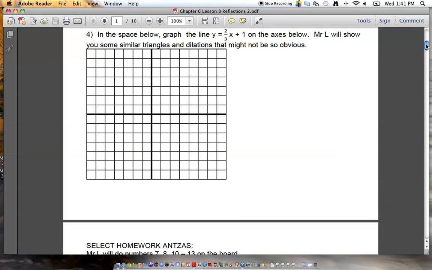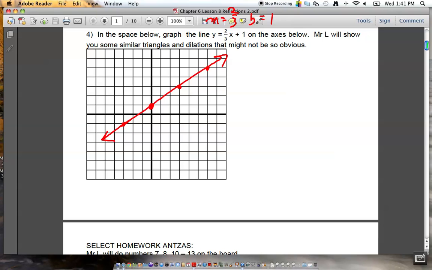Okay. In the space below, graph the line y equals 2/3 x plus 1. Okay, what's the slope? What's the y-intercept? Come on, that's how we graph lines. What's the slope? 2/3. What's the y-intercept? 1. So I begin, that's why we have a b for y-intercept, I begin at 1. Up 2/3. Up 2/3. Continue on the back side here. Here's my graph.